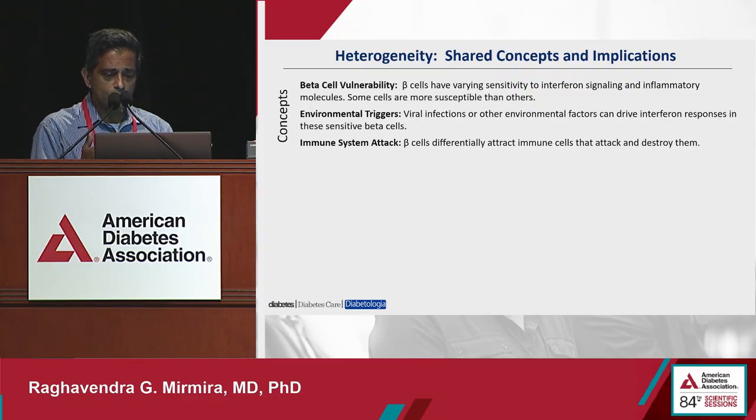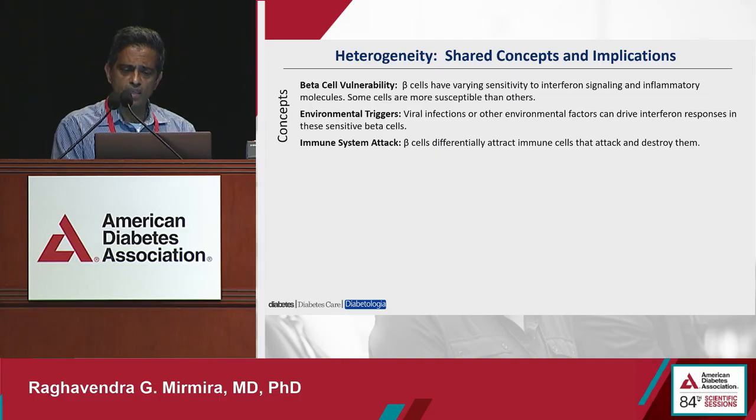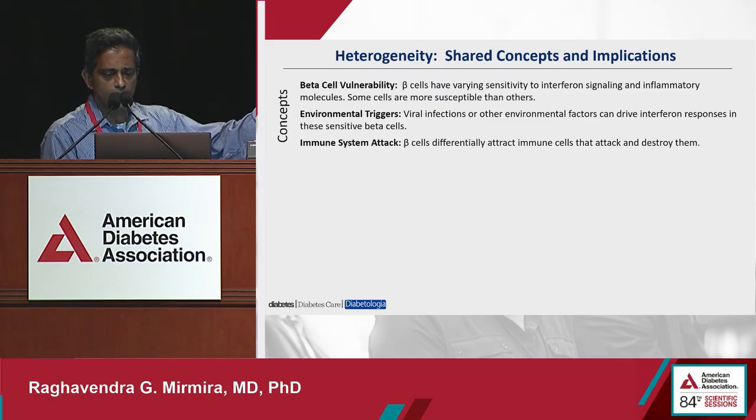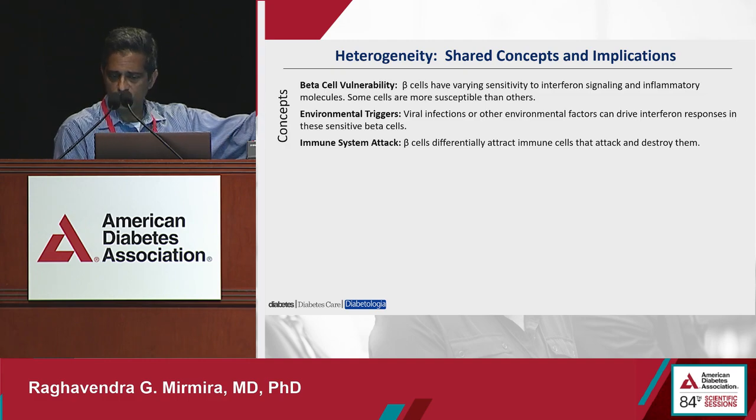And then the immune system. This is important as well, because without the immune system, you wouldn't get type 1 diabetes. The immune system may differentially target certain beta cells that are more sensitive compared to the more resistant beta cells. And that could explain the different features that I talked about, the heterogeneity in islet pathology.